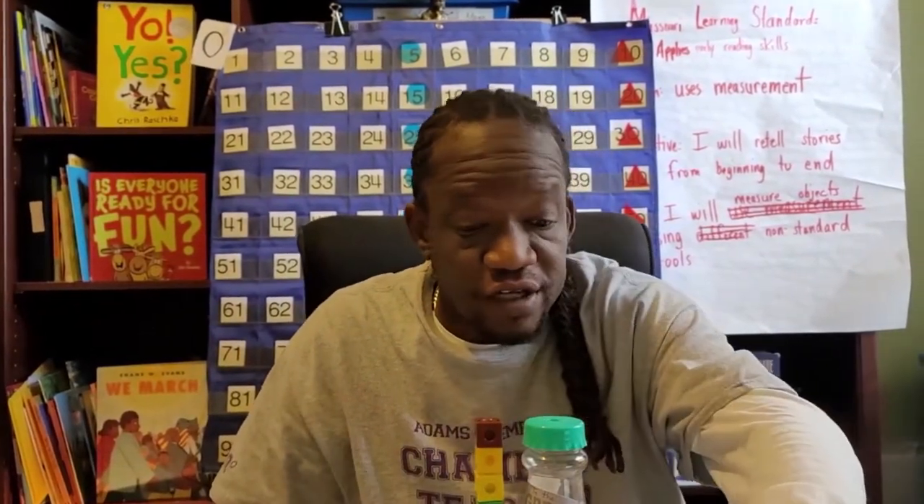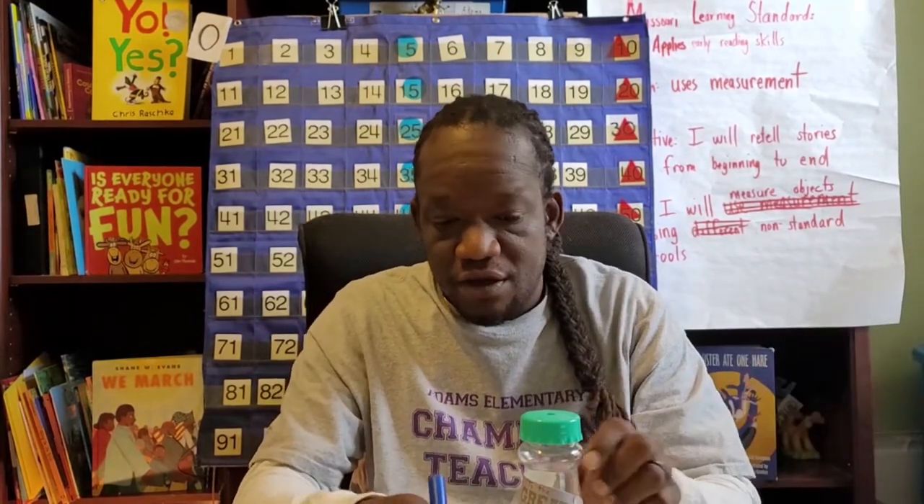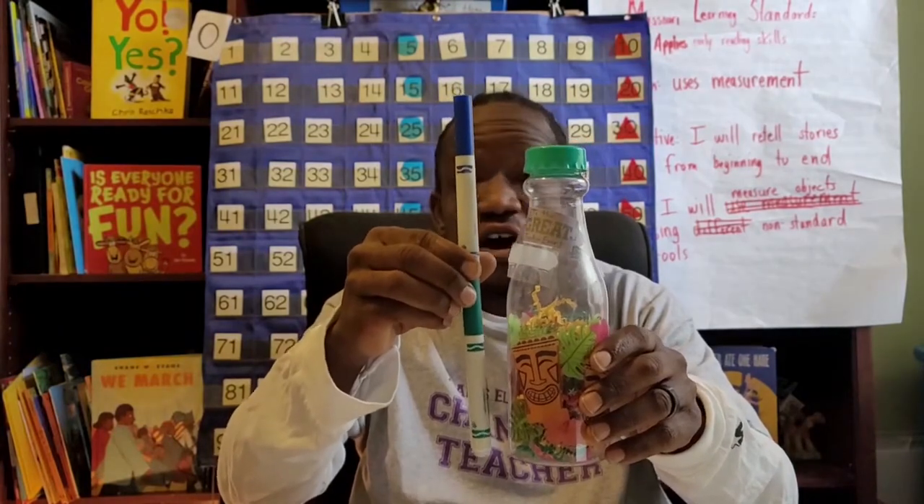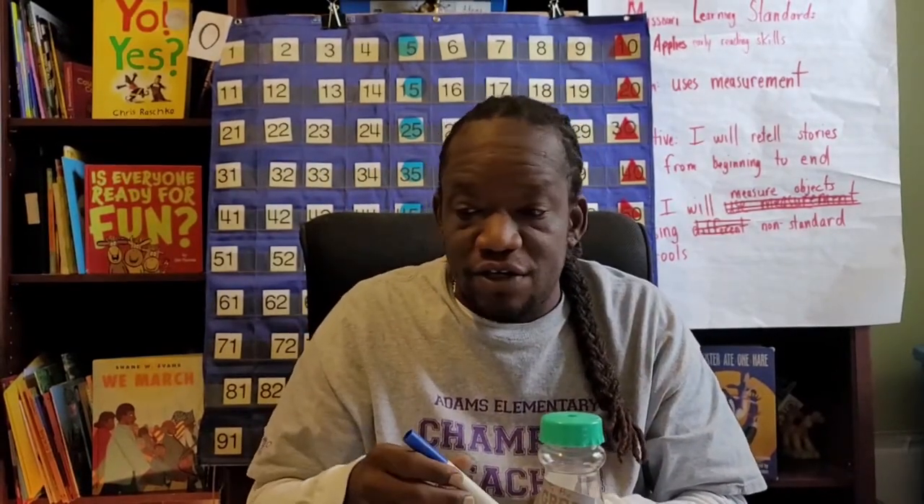How else could I measure my bottle? Let me see. What do I have? Ooh, look. I have some markers, right? So maybe I can see how tall my bottle is using markers. So I have one. Ooh. So is it exactly two markers long? Is it exactly two markers long? Tall? No, it's about two markers tall, right? So you can use a lot of things to measure. I use my markers.